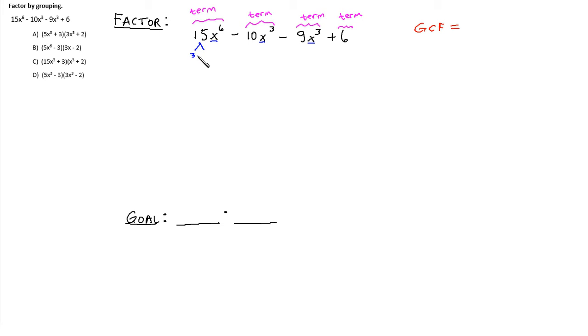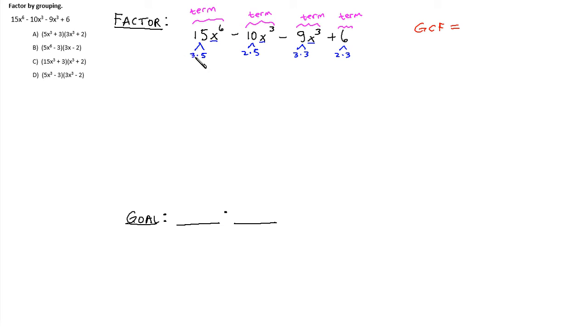15 is 3 times 5. 10 is 2 times 5. I'm factoring. 9 is 3 times 3. And 6 is 2 times 3. So we're down to just prime numbers, the prime factorization of the constants, the coefficients of this polynomial.